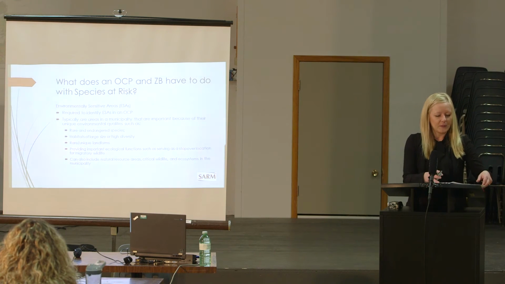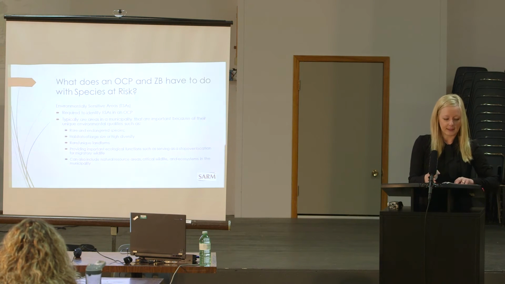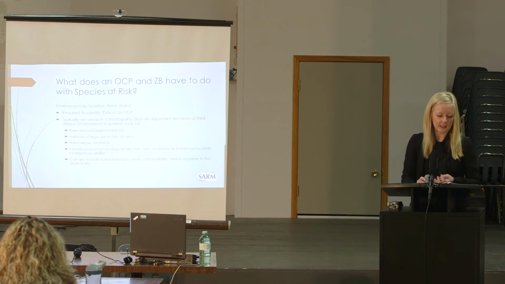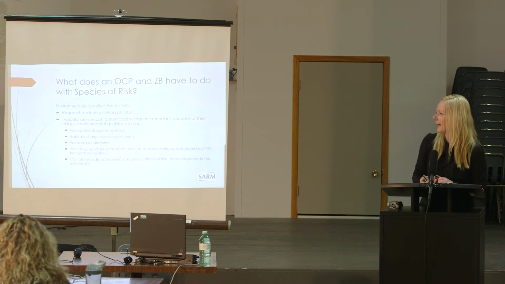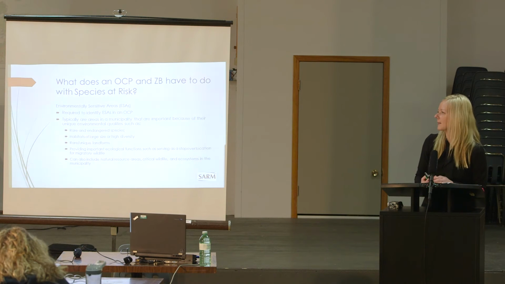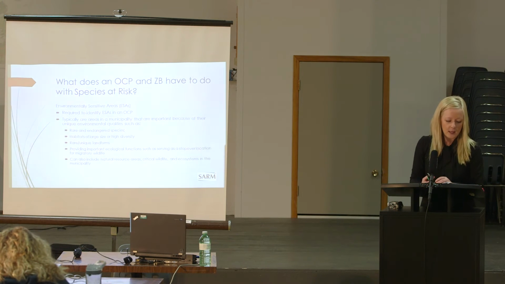So what does an official community plan and zoning bylaw have to do with species at risk? Under the Planning and Development Act, you are required to identify what are called environmentally sensitive areas in an official community plan. I think really it's up to your municipality to determine what those are. In each municipality's case, they might be different. It might be a water aquifer, or it might be a species at risk in this particular region. But in order to protect environmentally sensitive areas from potentially harmful developments, you need to identify and address them in your official community plan, okay?